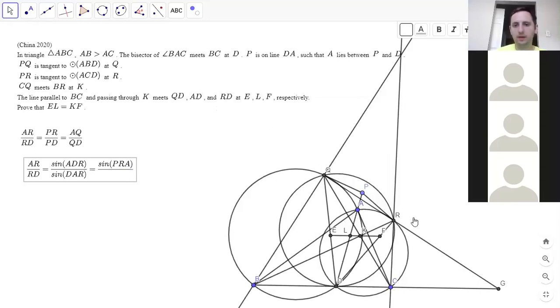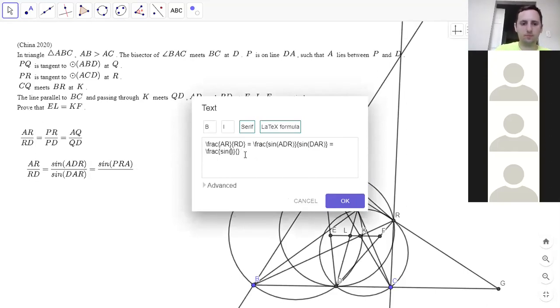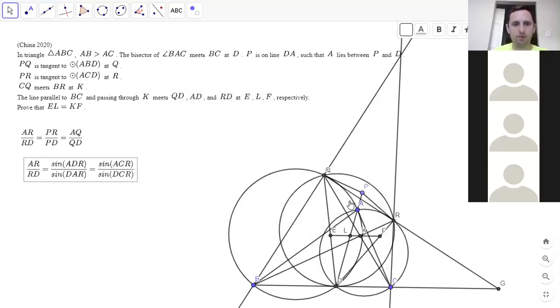But wait, angle ADR isn't the same as angle PCR, right? It's equal, but we don't need that. So AR over RD. Oh, okay. Are you saying ADR is ACR? Okay. All right. And then so we have that.